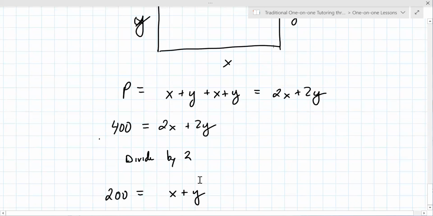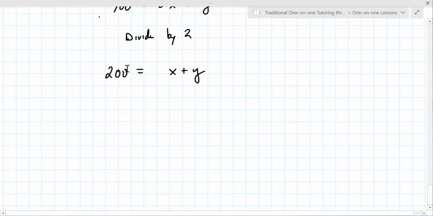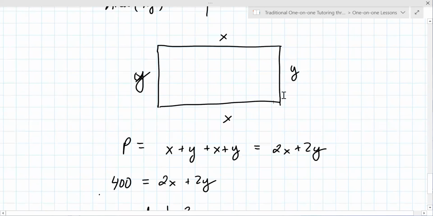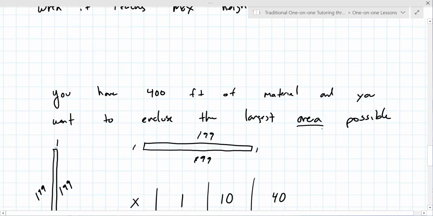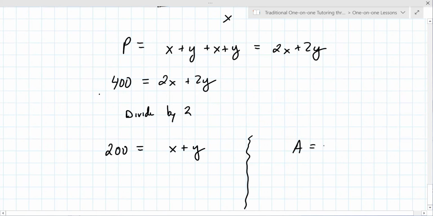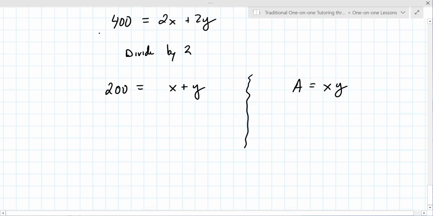Okay, but the problem is there's too many combinations of this, right? Like it's 1 and 199, 2 and 198, there's just too many. So there must be another equation. What are you trying to minimize or maximize in this problem? The largest area possible. Exactly. So that's our second equation. This is where it gets a little confusing because it's yet another variable. Area is x times y, okay? But you can generally solve one equation or the other. You can solve this for x or y.